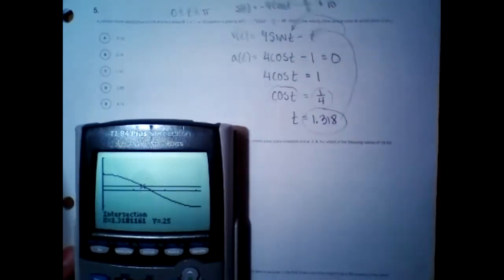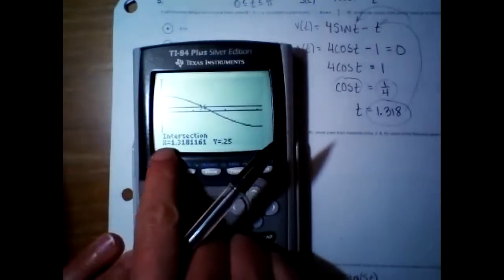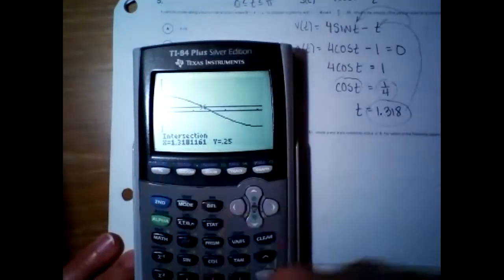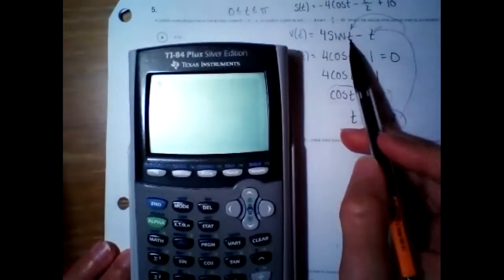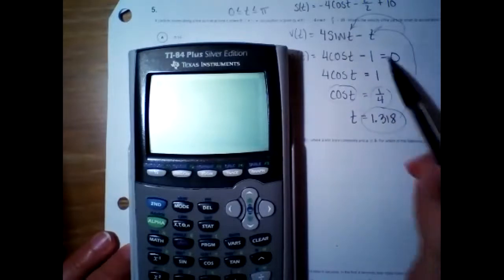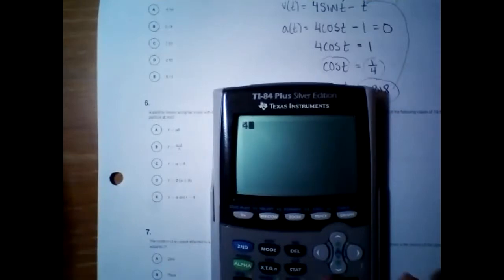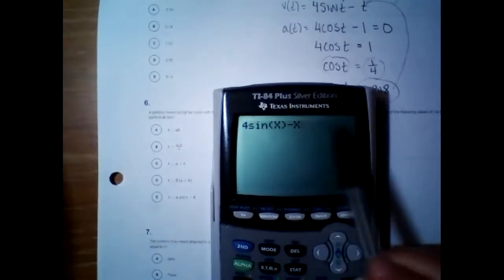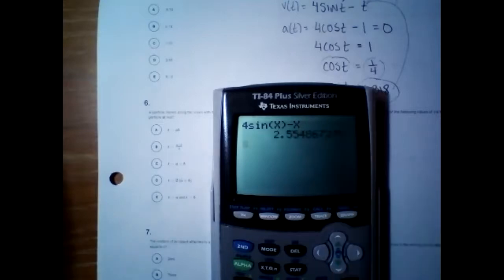Now here's what's kind of cool that your calculator will do. As of right now, it has x stored as this number. So if you go back to your home screen and just retype the velocity and put the x in there, it will plug it in for you, which is kind of nice. So I'm going to type 4 sine of x minus x. And like I said, it has x stored as that 1.318, so it's going to copy and paste it in there for me. And that is my answer. So 2.55.